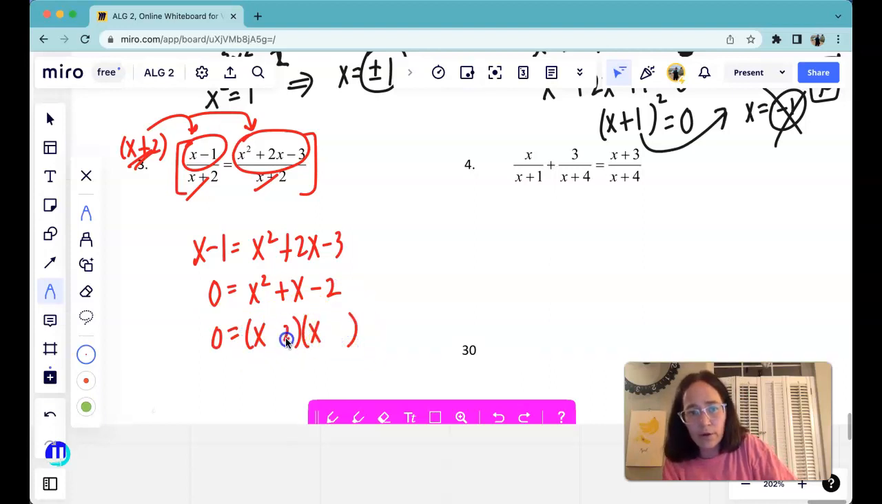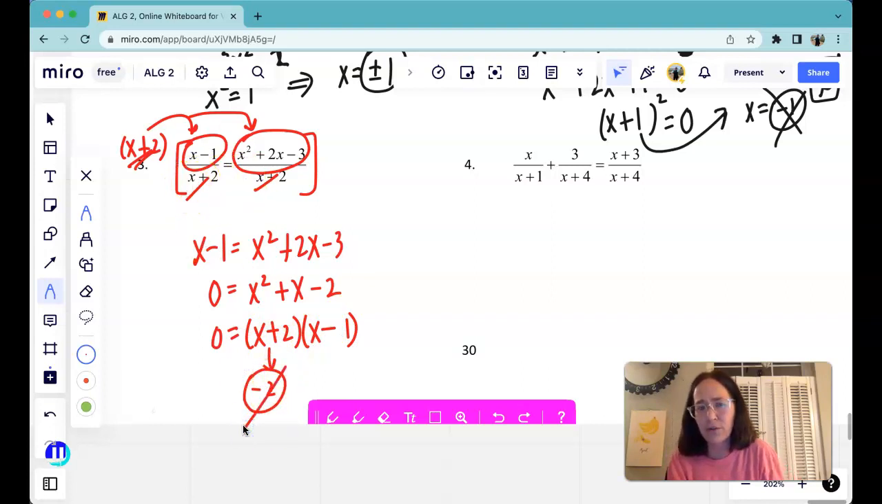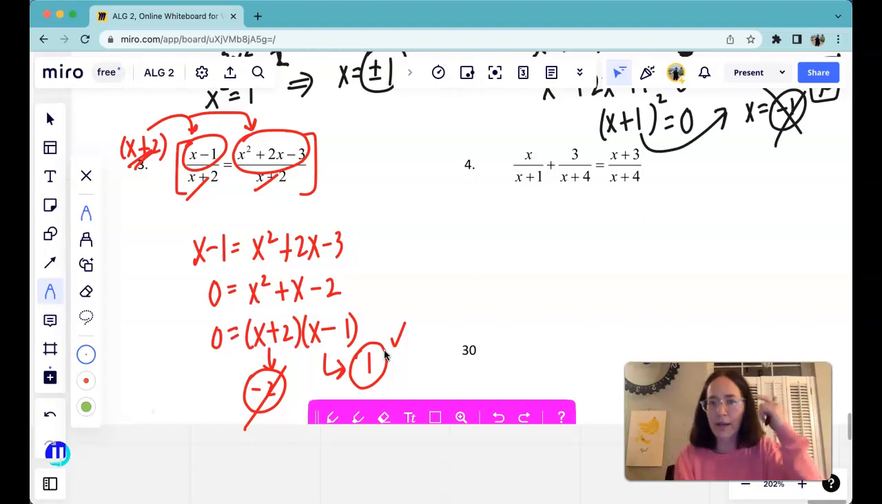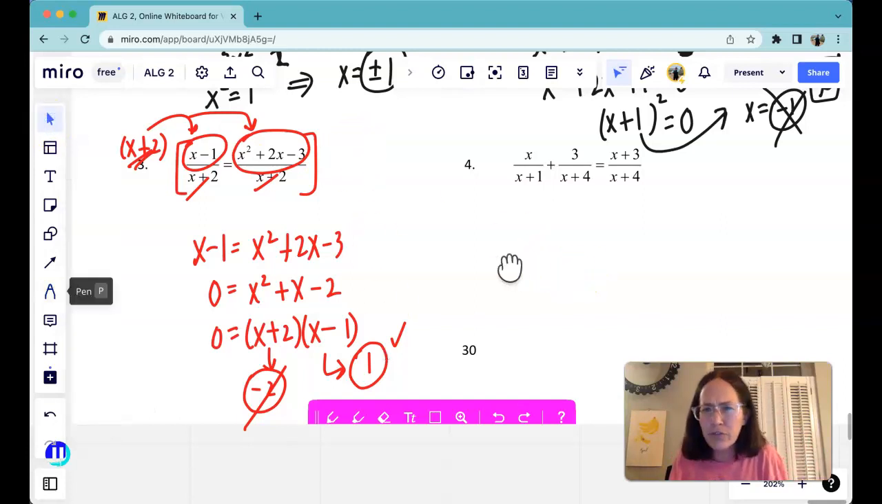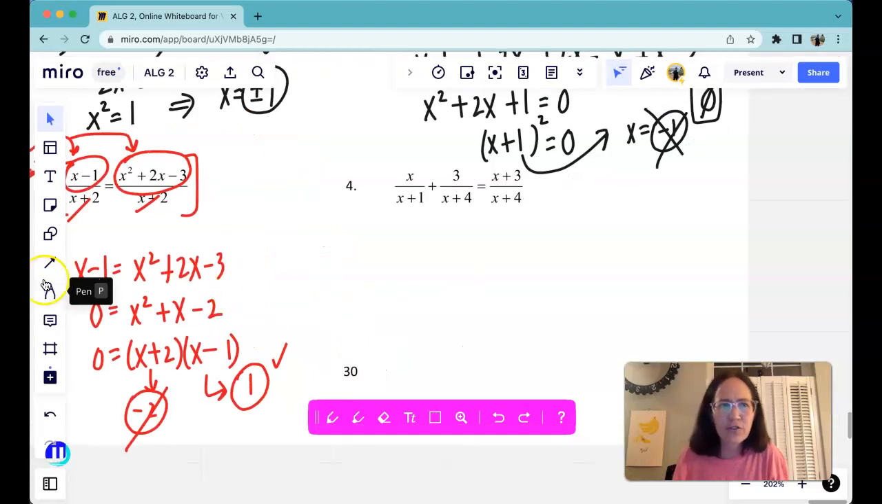Sometimes they both work, but I guess not in this case. I think -2, not such a good answer. In those original denominators, it would make them both 0. So I got to get that one out as extraneous, and we'll keep the answer 1. Algebraically, it seems like we got it in a pretty good way. Okay, number 4. Looking through, nothing really to factor for this one.